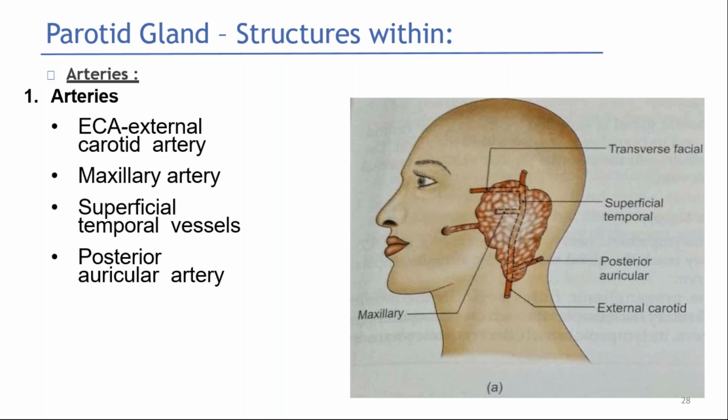So there are certain arteries which are very important in relation to the parotid gland. Those are the external carotid artery, maxillary artery, superficial temporal vessels, and posterior auricular artery. The external carotid artery passes through the parotid and gives various branches. They end into the posterior auricular, superficial temporal, transverse facial, and maxillary arteries in relation to the parotid gland.